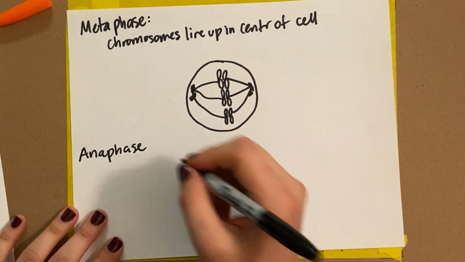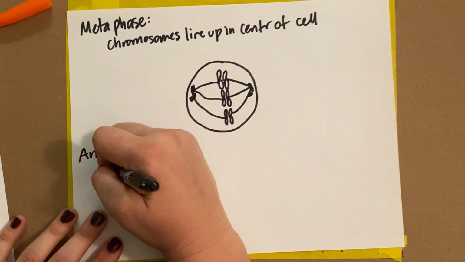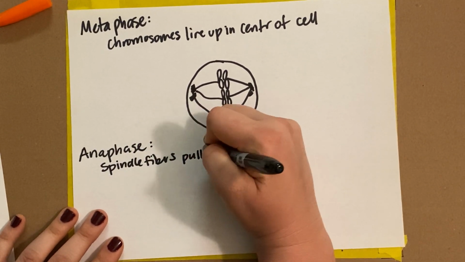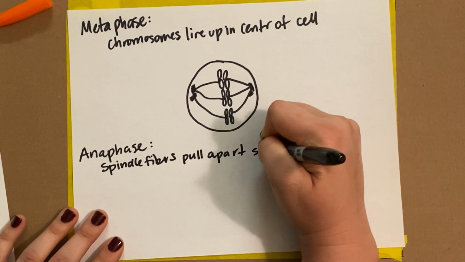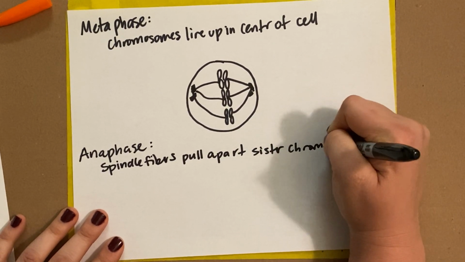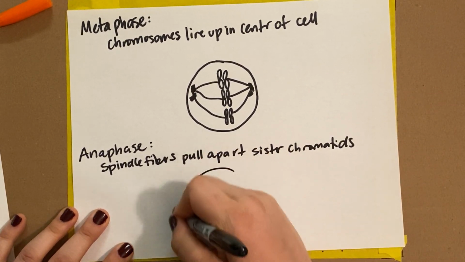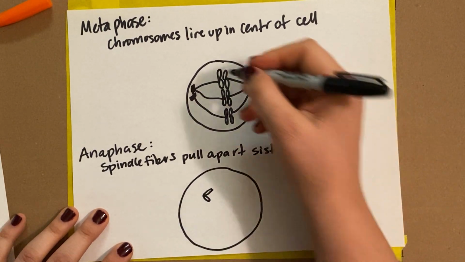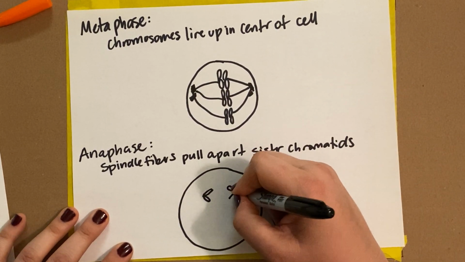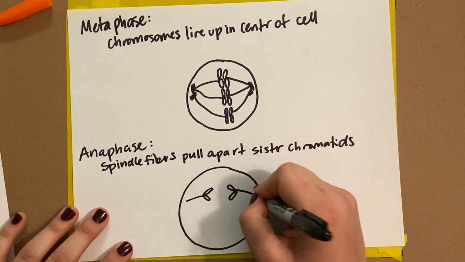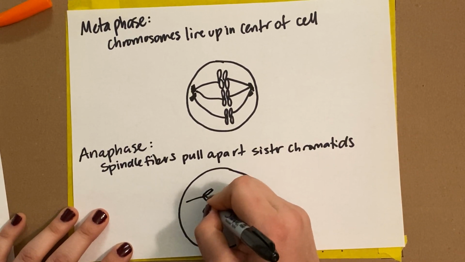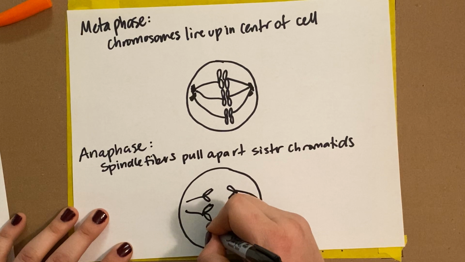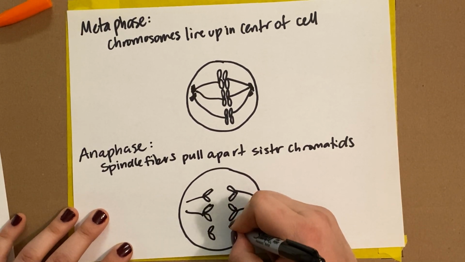And during anaphase, what's going to happen is the spindle fibers pull apart sister chromatids. Okay, so in this one, what I'm going to draw is that the chromosomes, the sister chromatids, have now been pulled apart from each other and are being pulled to opposite sides of the cell.